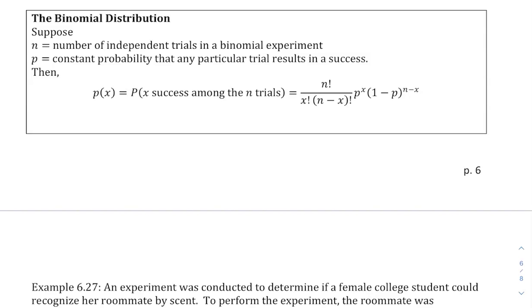To have x successes among n trials, you have that combination formula where you have n factorial divided by x factorial times n minus x factorial, then the probability of success raised to x, that's the number of successes, and then 1 minus the probability of success raised to the n minus x. So x will be the number of successes and n minus x ends up being the number of failures. That's the formula we can use. We're going to use it exactly one time and then we'll use technology from here on out.